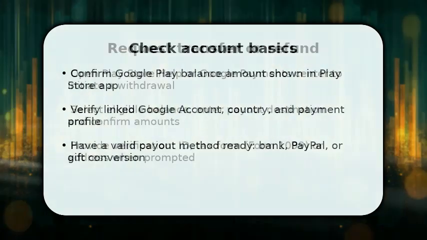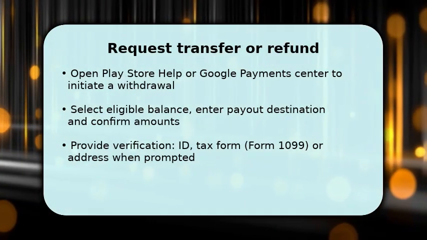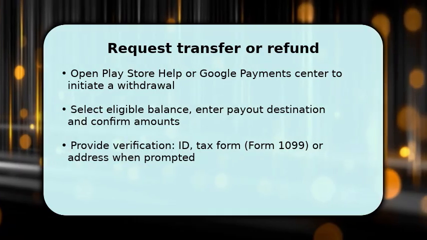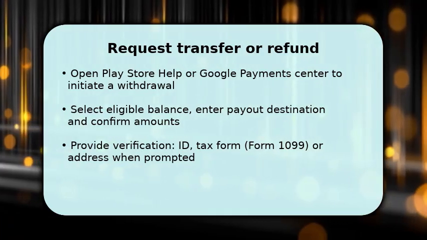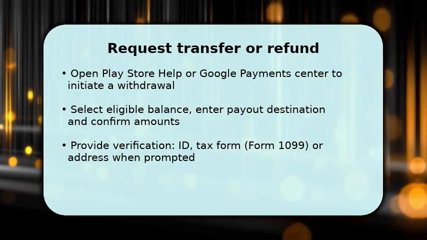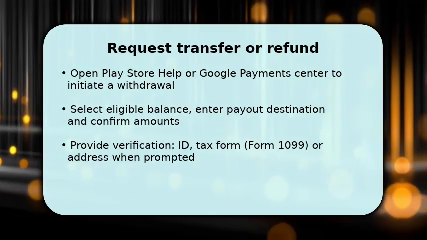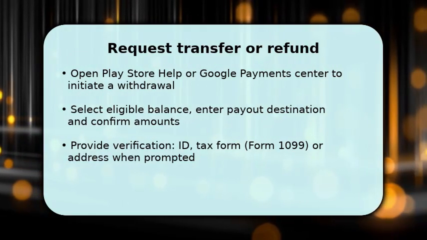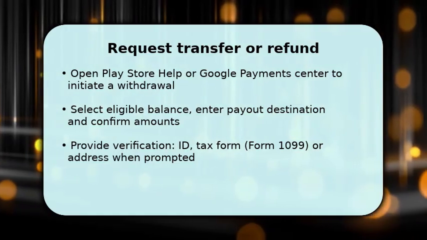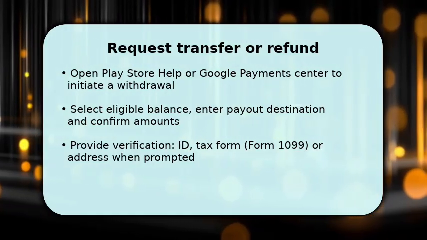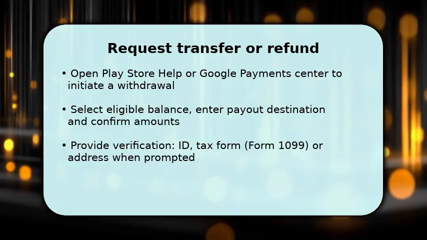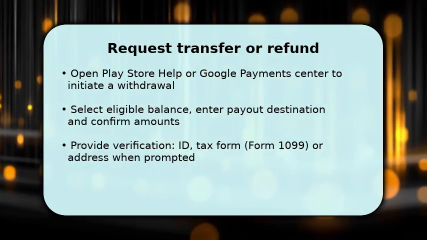You next initiate the transfer through Google Payments or Play Store Help. Locate the withdraw or refund option for your balance. Choose the specific amount to move and enter the payout destination details accurately, because incorrect info delays transfers. Provide required verification documents when prompted. For U.S. residents, that may include Form 1099 information, and accept any fees or processing times.